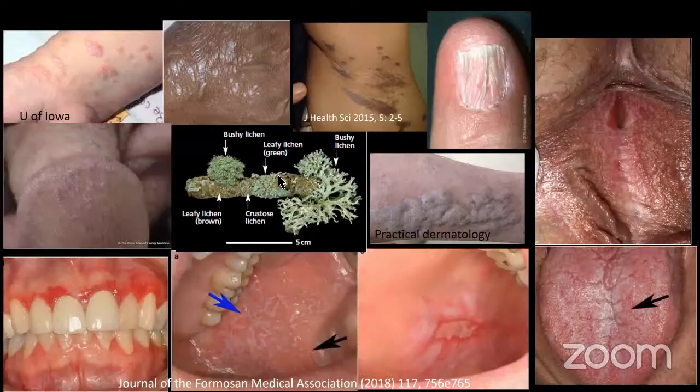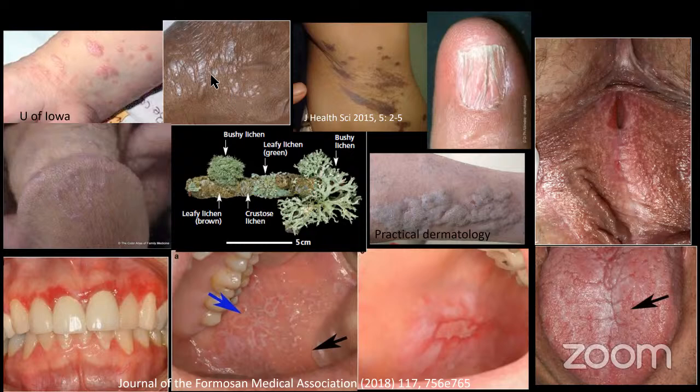So just for fun, I put in different types of lichens here, but a lot of these I pulled from the literature. It's always good to have these, not in the literature, but the internet. It's always nice to have these available. So this is from the University of Iowa, which is where I grew up, actually. Here is how it looks in a dark-skinned patient.